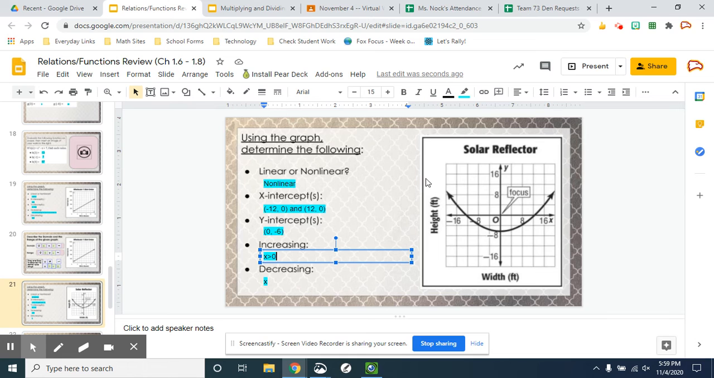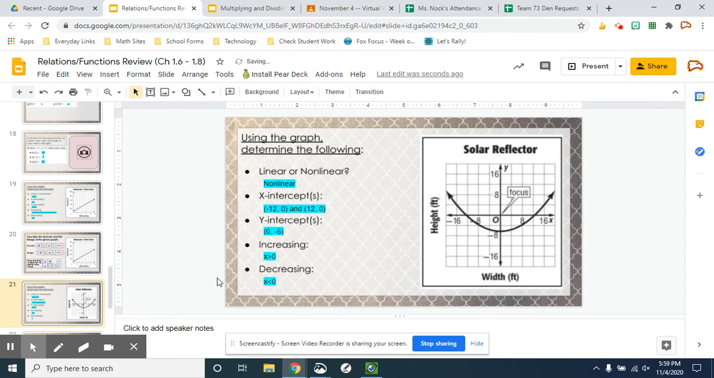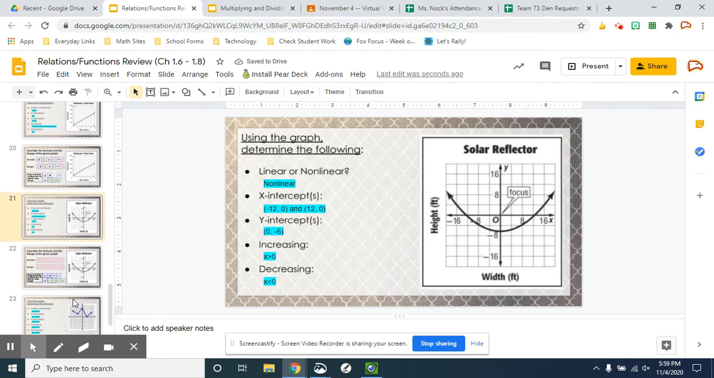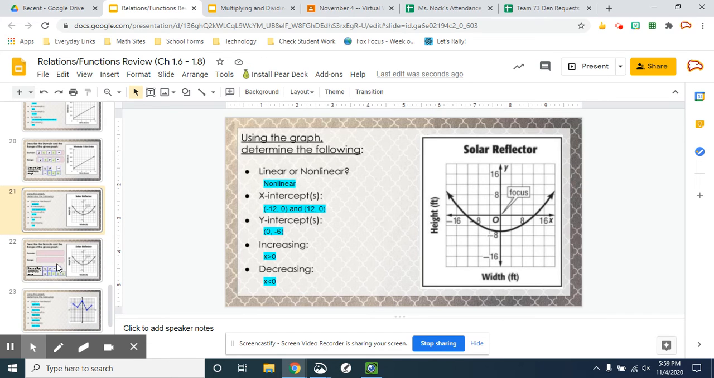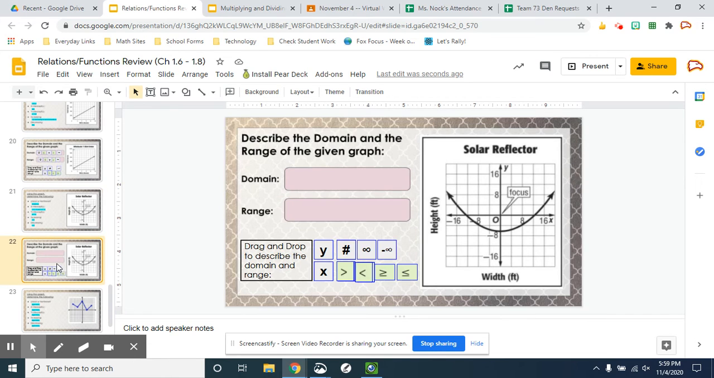And for decreasing, it's decreasing all the way up into 0. So x is decreasing when it is less than 0. All right, so let's look at the domain and the range. So our domain, once again, I'm going to drag that x, and then I'm going to drag that y.